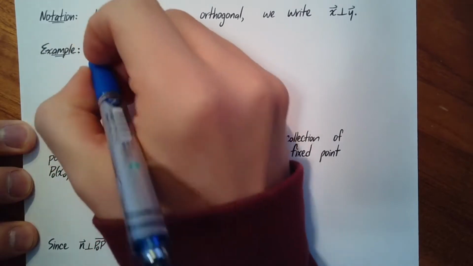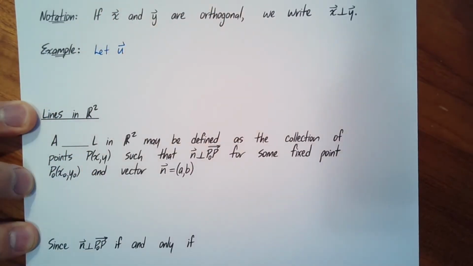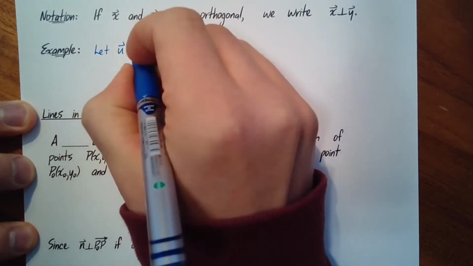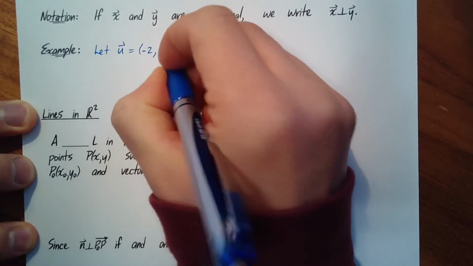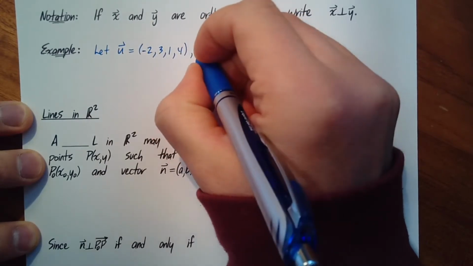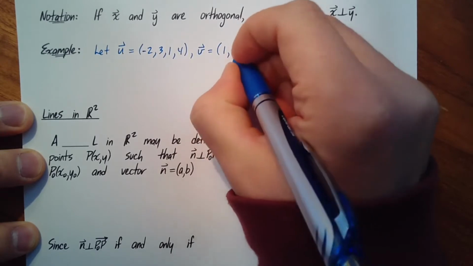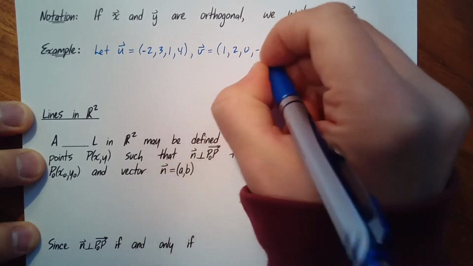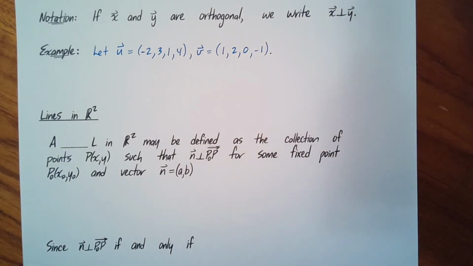I'm going to write down two vectors, and these are actually going to be four-dimensional vectors. I'm going to call one u, and I'm going to call the other v. So -2, 3, 1, and 4, those are going to be the coordinates of the vector u. And then the vector v is going to be given by the coordinates 1, 2, 0, and -1. So let's say we have those two vectors, and let's ask the question, are they orthogonal?